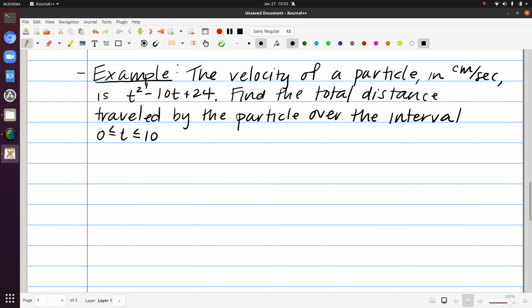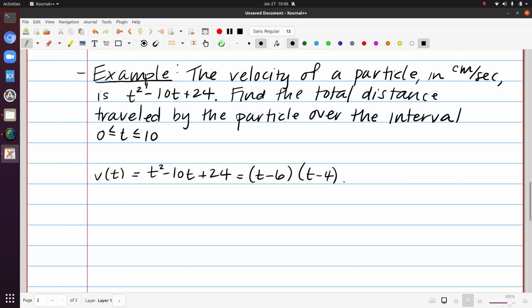So v of t is t squared minus 10t plus 24, and I can factor that into t minus 6 times t minus 4. What's useful about this is now I can see where the velocity is positive and where it's negative. You can see that you have these critical points at 6 and 4, and we want to analyze what's happening to the left of 4, between 4 and 6, and to the right of 6.